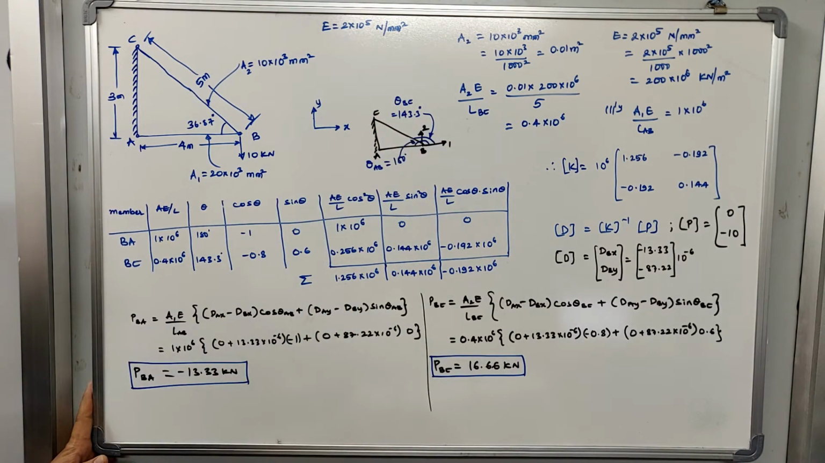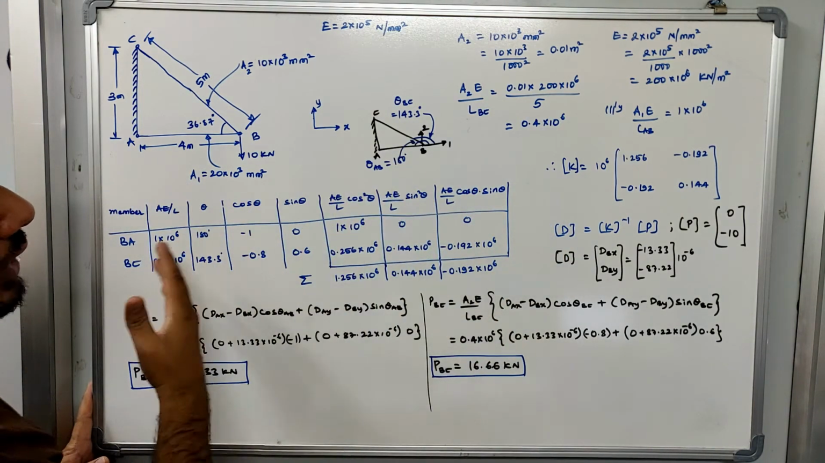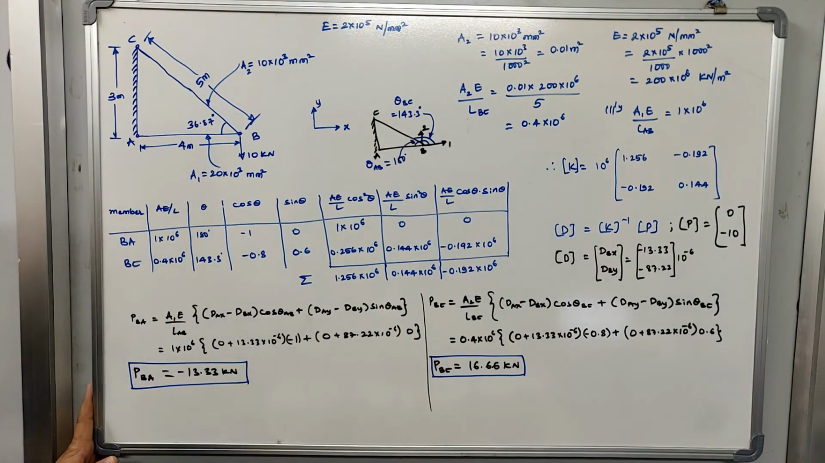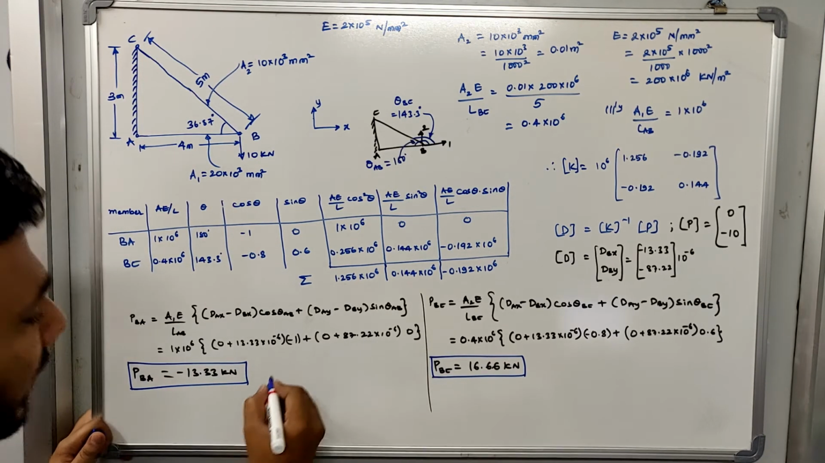Next, I would like to explain this table. From this table we are going to solve for the stiffness matrix, right? I hope you all remember the equations that we solved for stiffness in the previous class. So what was the equation to solve it? The equation was like this.